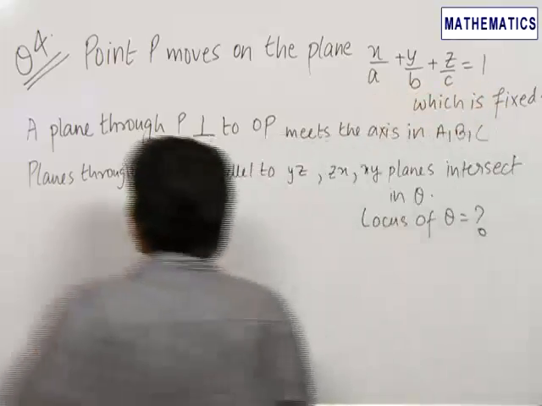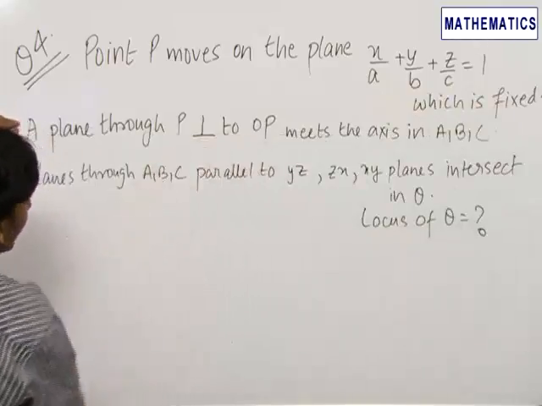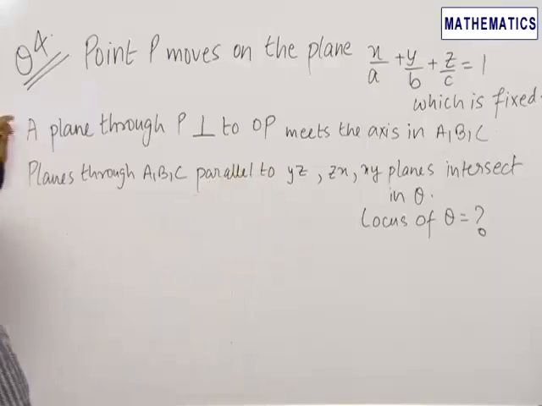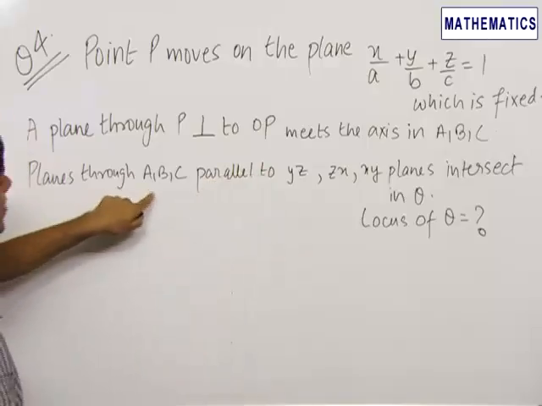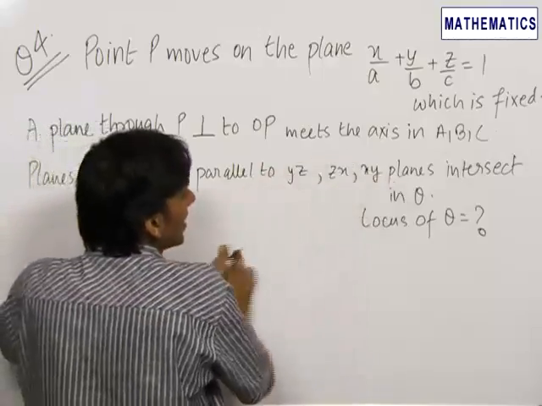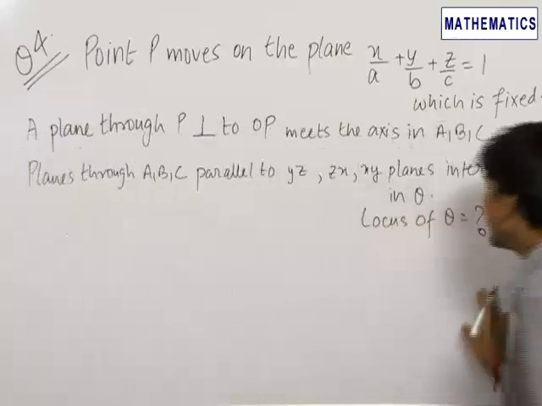They are not variables. Now a plane through P which is perpendicular to OP meets the axis in A, B and C, and then again planes through A, B and C respectively parallel to YZ, ZX and XY planes intersect at point Q. We need to find out the locus of point Q.